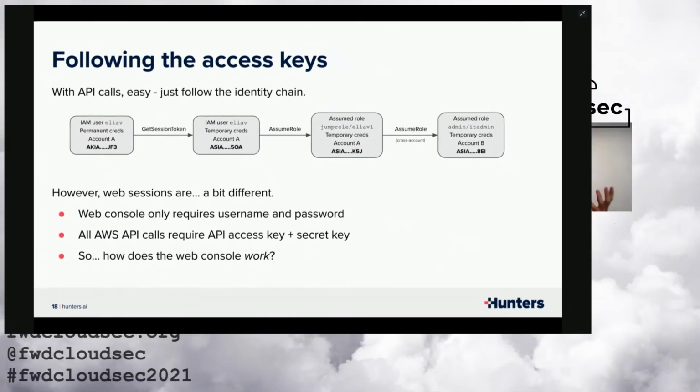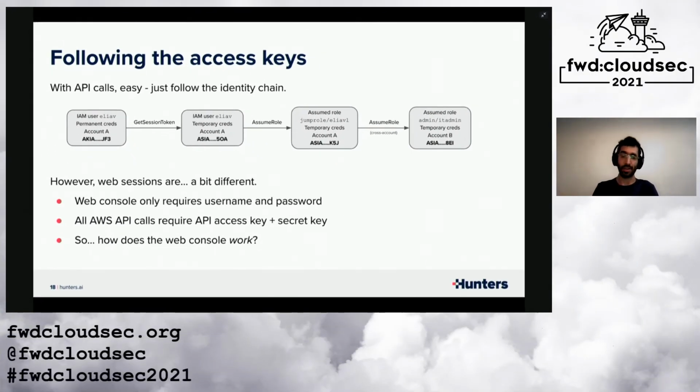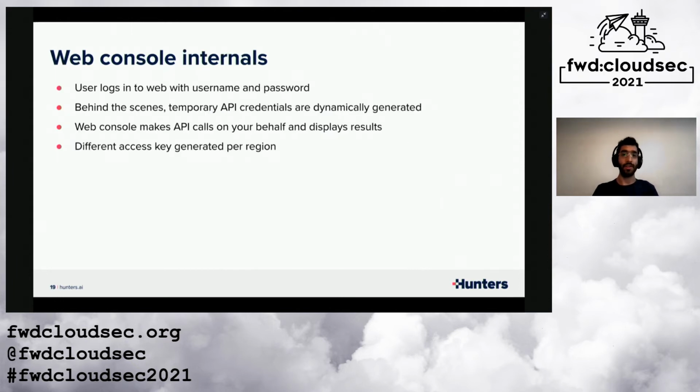Great. However, web sessions are a bit different because, right, web console only requires a username and password. All API calls require an API access key and a secret key. So how does the web console work? As far as I know, all this is undocumented. What I've discovered so far is that when a user logs in with a username and password, behind the scenes, temporary sets of credentials are dynamically generated and make API calls on your behalf and then display that in the console. What I've discovered so far is that actually a different access key is generated for each region you work in. Sometimes I've even seen multiple access keys at the same region generated.